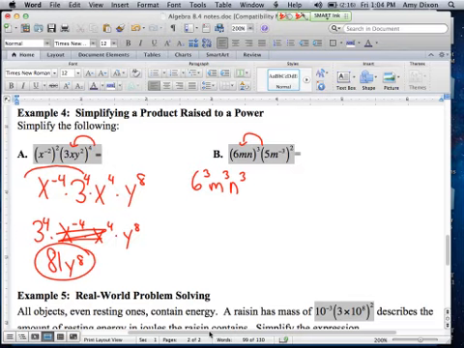Now we have 5m to the negative third raised to the second power. That second power has to go to everything inside this set of parentheses. So we're going to get 5 squared. And then for m, we have negative 3 and 2. We're going to multiply those to get negative 6.